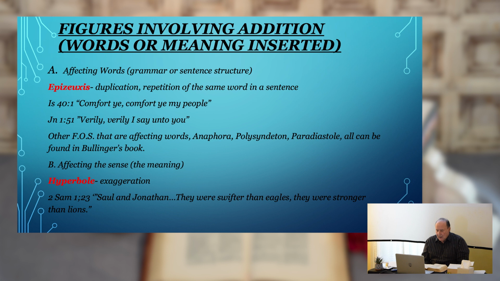Let's look at 2 Samuel chapter 1. Dylan, you want to go there for me? Sure. And read verse 23. Saul and Jonathan were lovely and pleasant in their lives, and in their death they were not divided. They were swifter than eagles, and they were stronger than lions. Now, is that literal or figurative? Figurative. That's the figure of speech, hyperbole, and it means exaggeration. So God was exaggerating that about Jonathan and Saul.